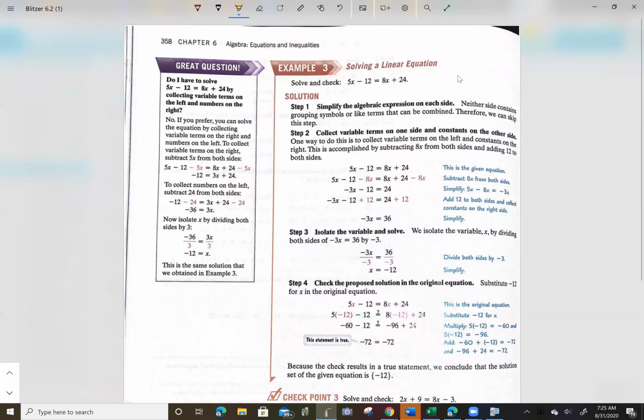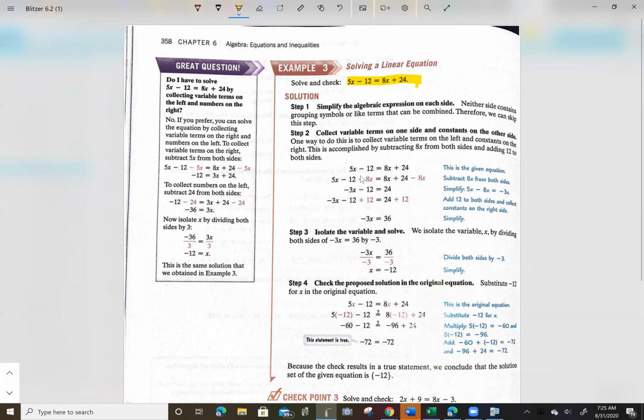All right, next question, solve and check. This is what I was talking about, you guys. When we have a variable on both sides, you're going to need to get those on the same side in order to isolate your variable. So read through this on your own. I'll just tell you what is happening.